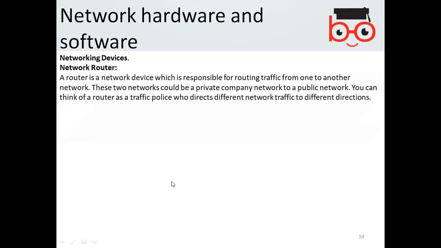A network router. A router is a network device which is responsible for routing traffic from one network to another. These two networks could be a private company network and a public network. You can think of a router as a specific police officer who directs different network traffic in different directions. Now the question arises: what is the difference between the modem and the router? A router is a further technology in addition to the modem.